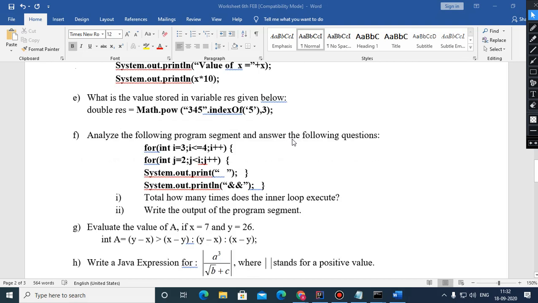Okay, now next one. What is the value stored in this variable res given below? Yes, this one. It is 8.0. Yes, absolutely correct. It is 8.0.